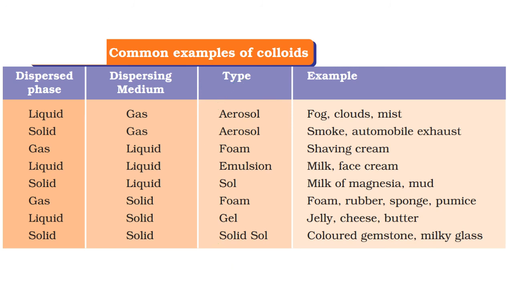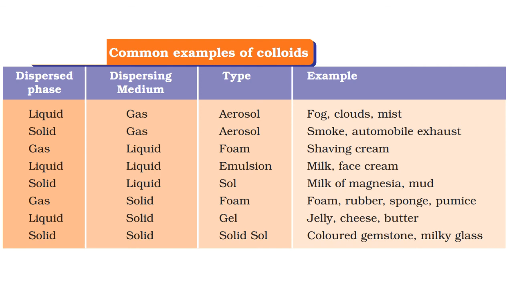First one, aerosol. An aerosol is a colloid in which a solid or liquid is dispersed in a gas. The examples of aerosols in which a liquid is dispersed in a gas are hairspray, fog, mist and clouds. The examples of aerosols in which a solid is dispersed in a gas are smoke and automobile exhaust. Next one, foam. Foam is a colloid in which a gas is dispersed in a liquid medium. The examples of foam are fire extinguisher foam, soap bubbles, shaving cream and beer foam.